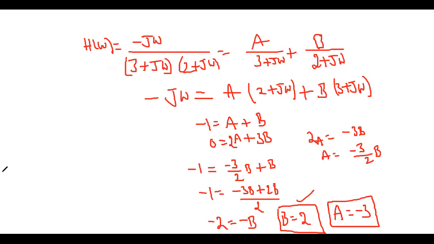Understood? So let us see whether the answer we are getting is right or wrong. H of omega is equal to, what is the A? Minus 3 over 3 plus j omega plus B as 2 into 2 plus j omega. Now I can multiply here. Minus 6 plus minus 3j omega and 6 minus 6 plus get cancelled, and 2j omega minus 3j omega is a minus j omega. That's the right answer. Okay, my dear students.